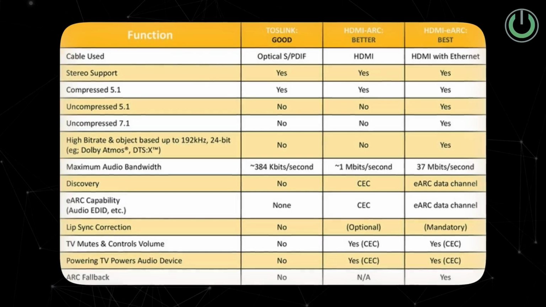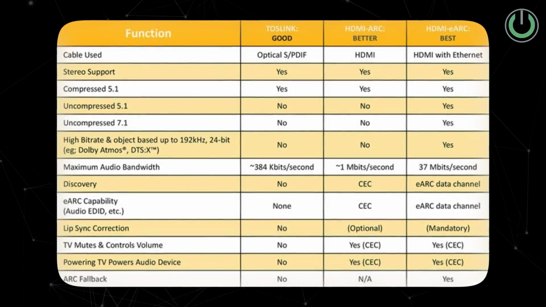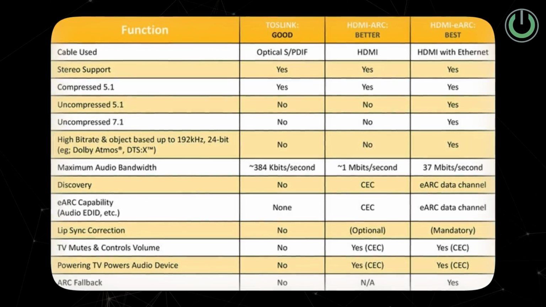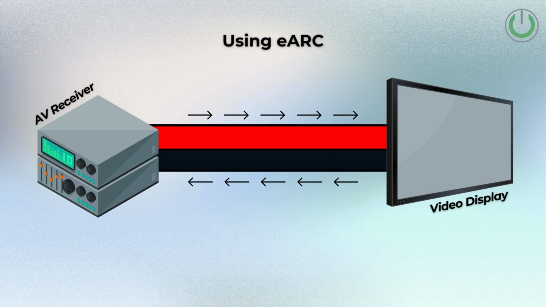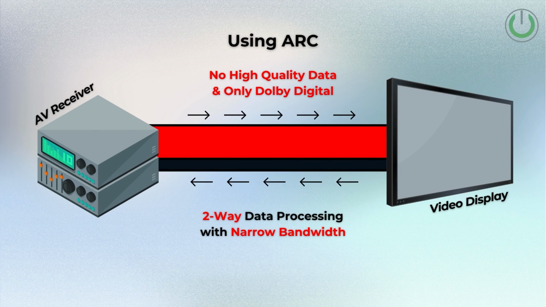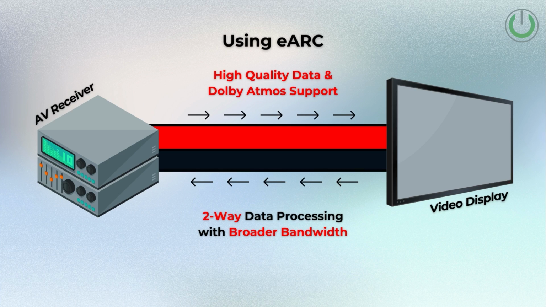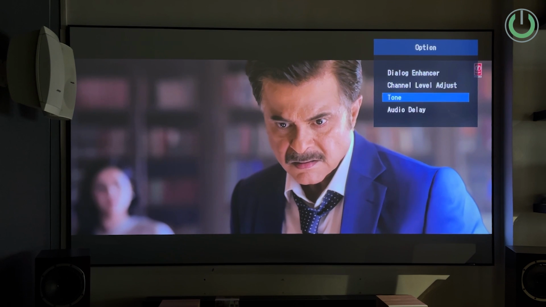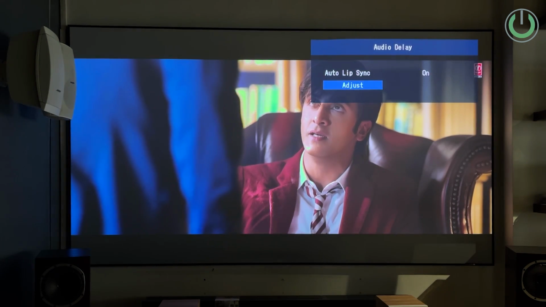Now let us look at the advantages of HDMI eARC, which stands for Enhanced Audio Return Channel. As the name suggests, it is definitely going to be far better than ARC, because this time the return street of audio is going to be far wider and bigger, ensuring that you get high quality audio. For instance, in ARC, if you used to get Dolby Digital, in eARC you can get a much higher quality Dolby Atmos signal. Not just that, you can also enjoy lip sync with CEC in HDMI eARC.